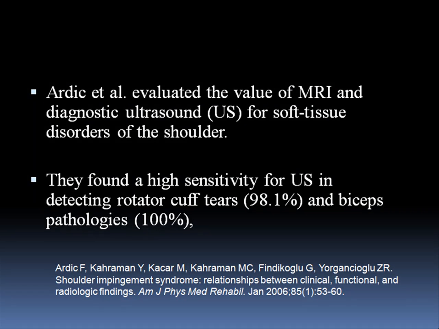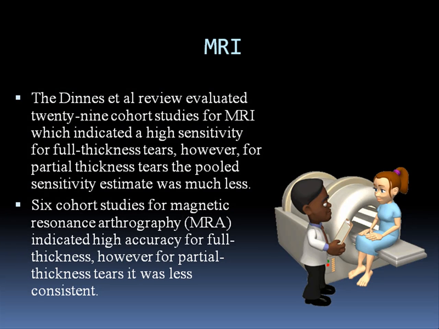Well, what about diagnostic ultrasound compared to the standard practice of ordering MRI? Ardick et al. evaluated the value of MRI and diagnostic ultrasound for soft tissue disorders of the shoulder. They found a high sensitivity for ultrasound in detecting rotator cuff tears and 100% sensitivity for biceps pathologies. The Dines et al. review concluded that there was a high sensitivity for full thickness tears. However, for partial thickness tears, the pooled sensitivity estimate was much less. For magnetic resonance arthrography, there was high accuracy for full thickness tears. However, for partial thickness tears, it was less consistent.